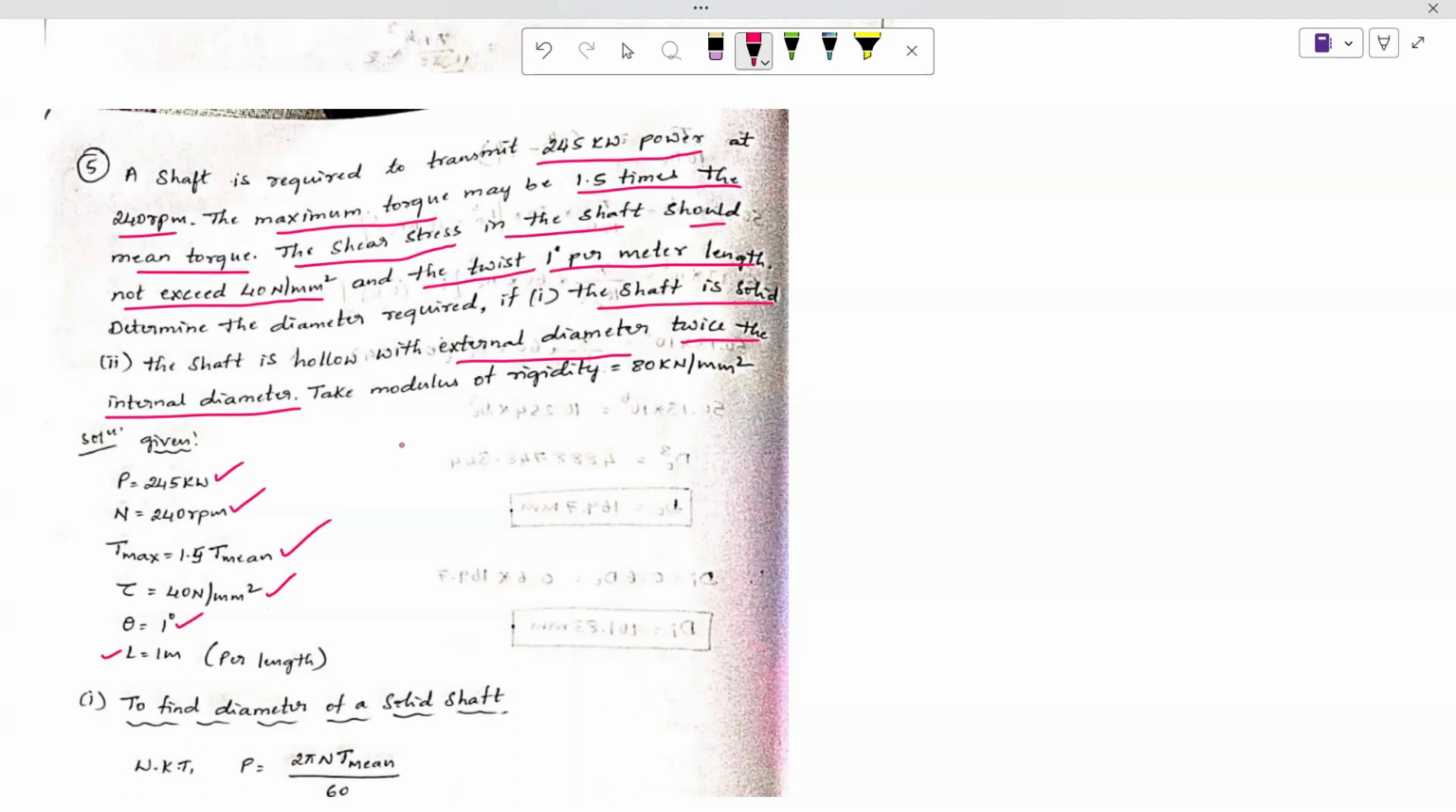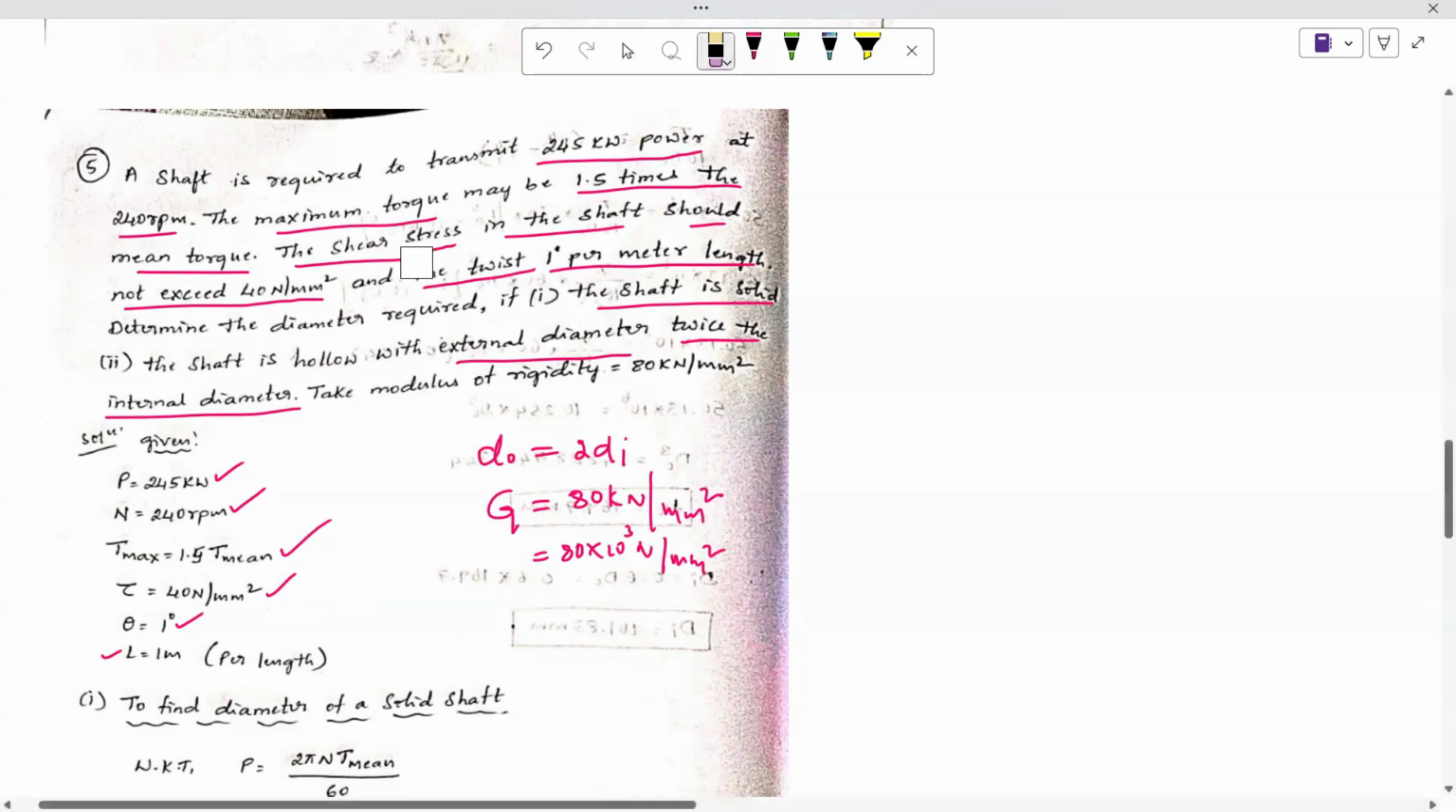For that condition, the external diameter is given. For example, D naught, if you assume this as the external diameter, is twice the internal diameter. They have also given G, the modulus of rigidity, equal to 80 kilonewton per millimeter square. That means 80 into 10 to the power of 3 Newton per millimeter square. That is the modulus of rigidity. So by using these data, you need to solve the problem.